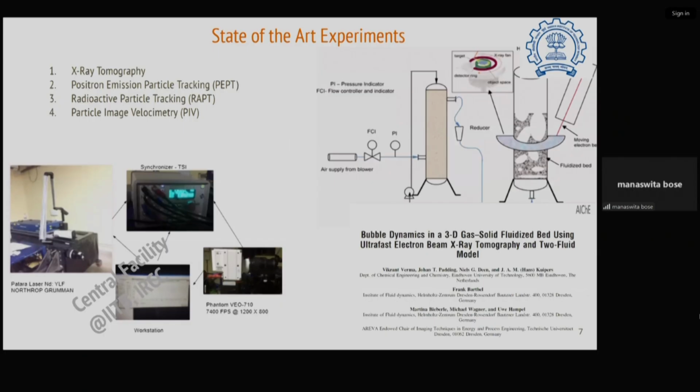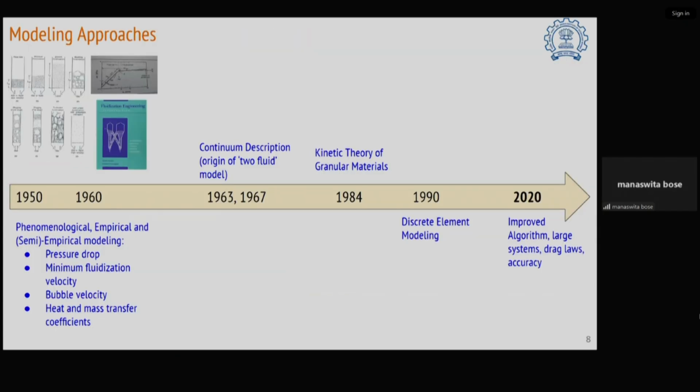X-ray tomography, positron emission particle tracking, radioactive particle tracking, those kinds of methods are used for experiments. The detailed experimental data is good for the modelers or simulation people, because we have more data to compare our results with. We know whether the models we have used are sufficiently accurate or not. Okay. Now I'll give you a little bit of timeline about the modeling approaches.